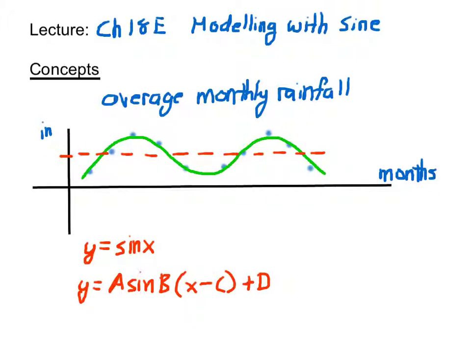Once I know that, I can look at a, which is the amplitude. And remember, a is going to be the height above the primary axis to the maximum, or the height to the minimum below the primary axis, and those two values should be the same. So this is a.